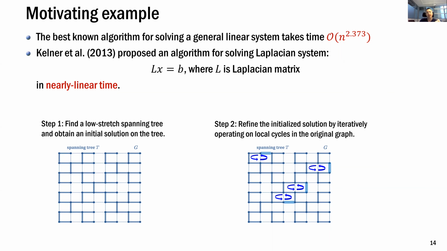Okay. And once you have the solution based on the tree structure, you're going to refine the solution locally. You're going to try to close up, try to add back some of the edges which are missing in the spanning tree, and refine the solution in this local loop. So it's a little bit of a message passing like operation. It's actually very similar to a graph neural net.